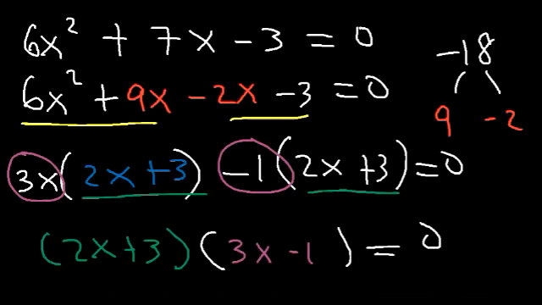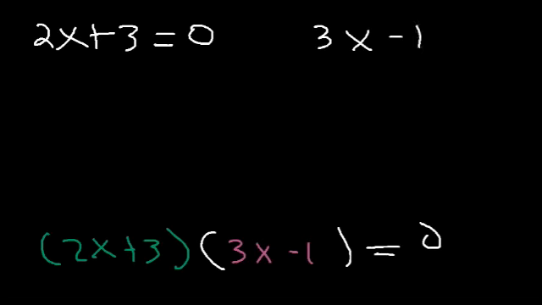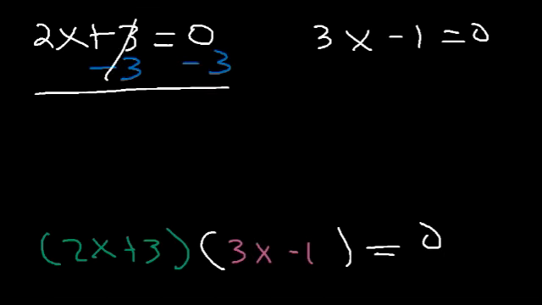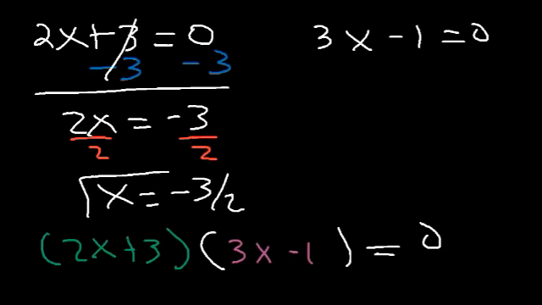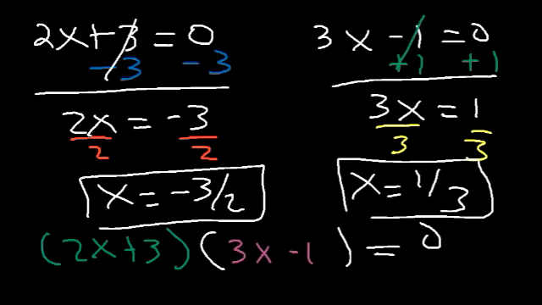So now let's set each factor equal to 0. So 2x plus 3 is equal to 0, and 3x minus 1 is equal to 0. So here, let's subtract both sides by 3. So 2x is equal to negative 3. Next, let's divide both sides by 2. So therefore, x is negative 3 over 2. Now for the next one, let's add 1 to both sides. And so we can see that 3x is equal to 1. And then let's divide both sides by 3. So x is 1/3. So these are the answers: positive 1/3 and negative 3 over 2.